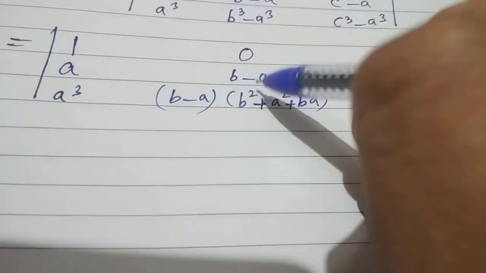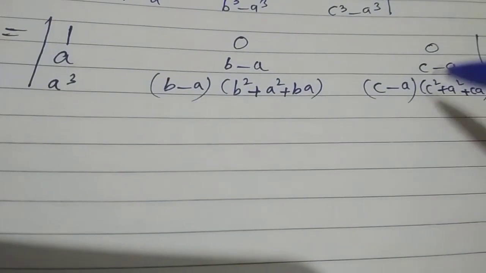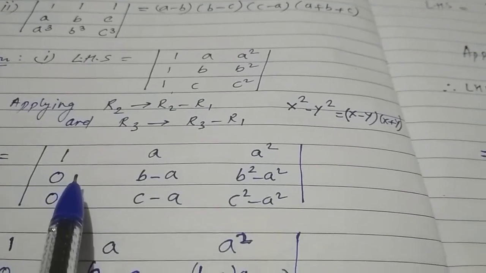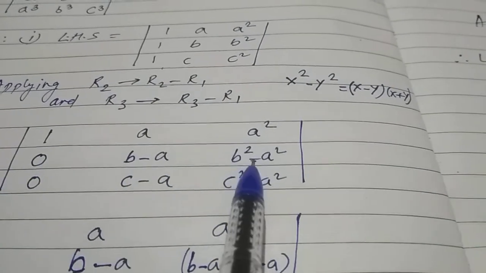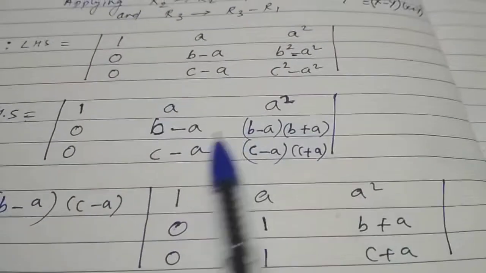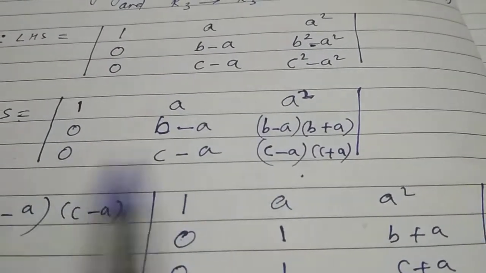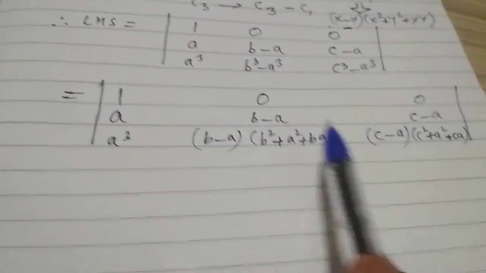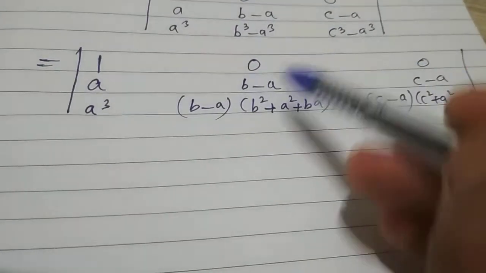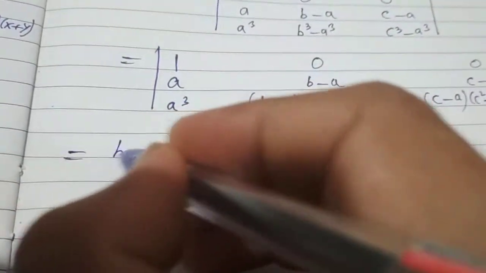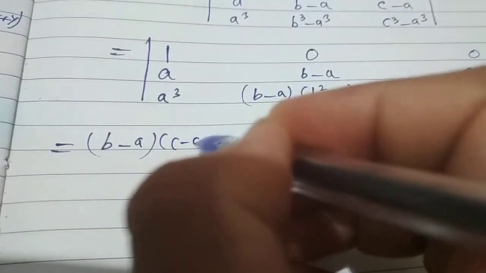So I will take out b minus a common from the second column, and from the third column the c minus a factor. Earlier it was from the row side. If you see row-wise, in the second row it was b minus a common, and in the third row c minus a common, so I was able to take it out. But now column-wise I am able to get b minus a and c minus a as common. So I will write it outside, b minus a into c minus a.